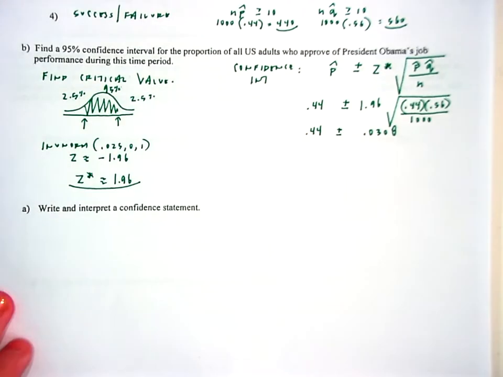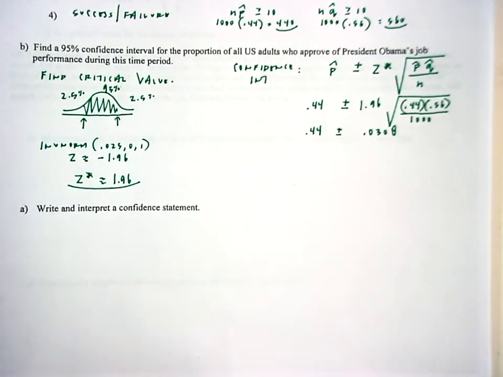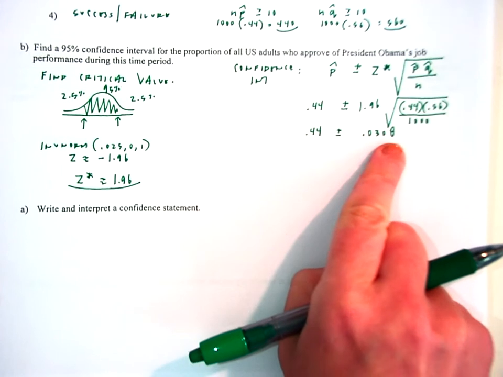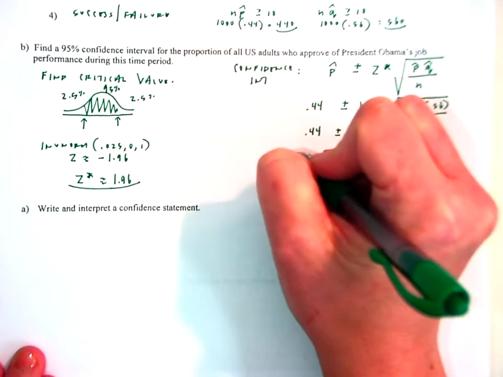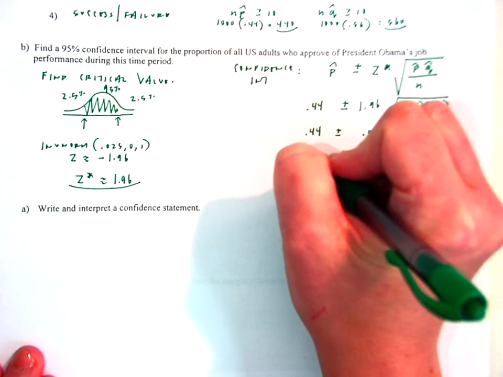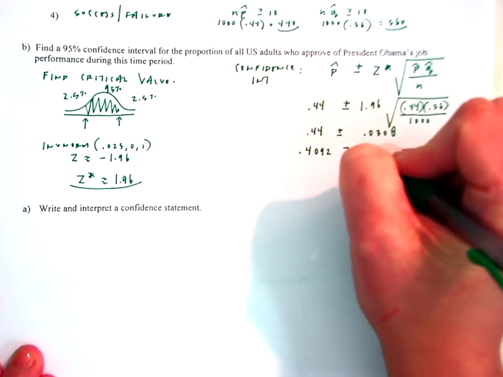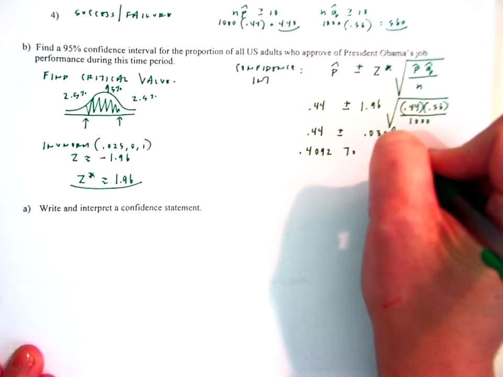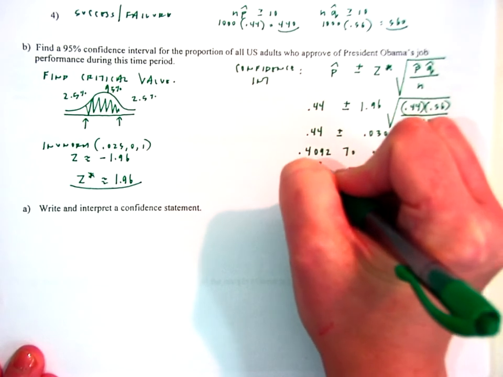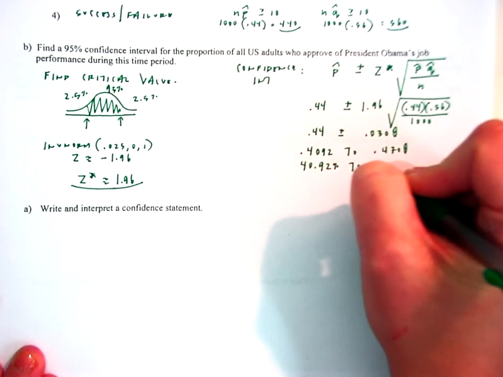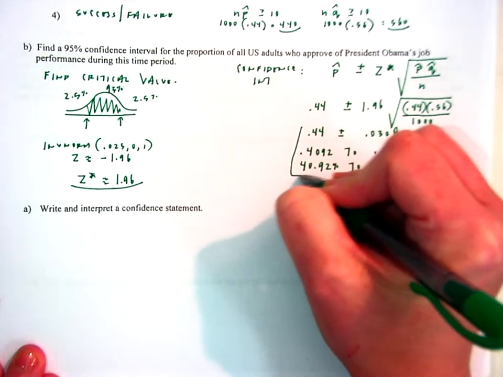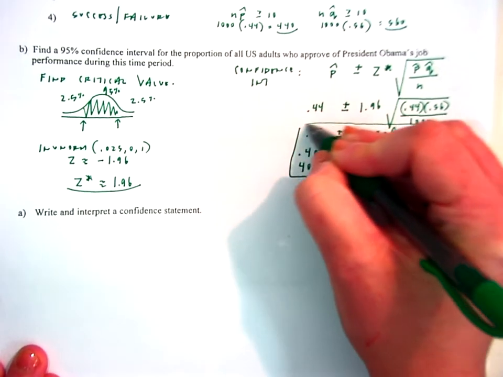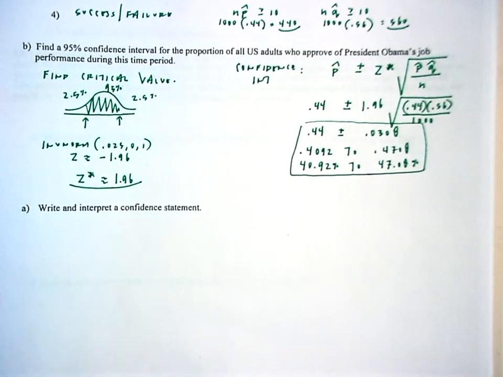I could also just do the calculation: 0.44 minus 0.0308 and then also add it. And that would build me from 0.4092 to 0.4708. Or again, write it as a percent. You've got some options for how you want to write it. All 3 of these are saying the same thing, so it really doesn't matter to me. They're all telling me what that window is going to be.